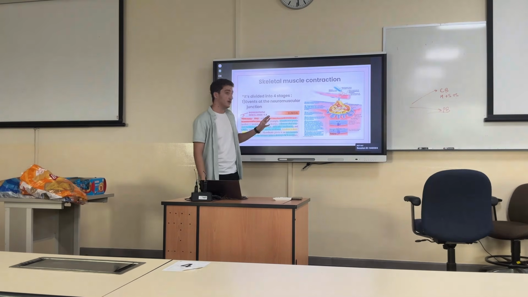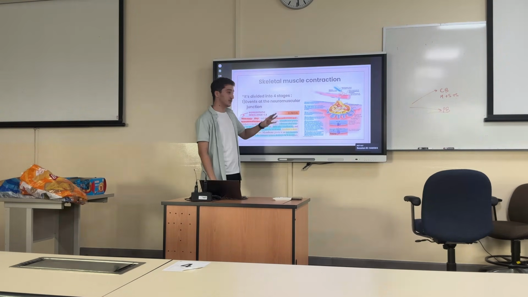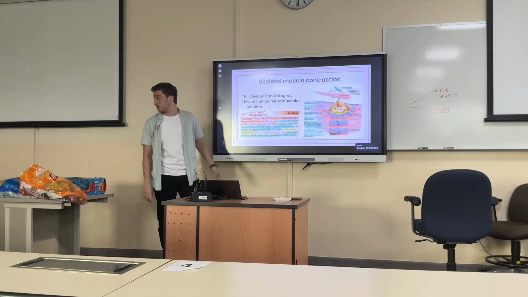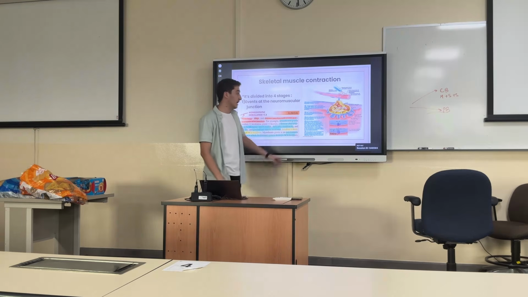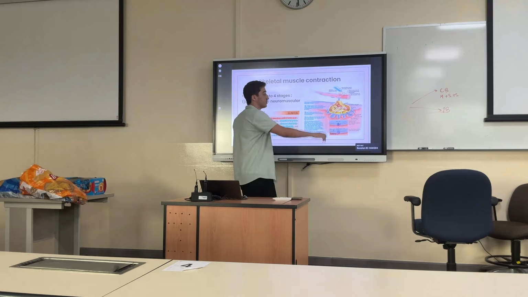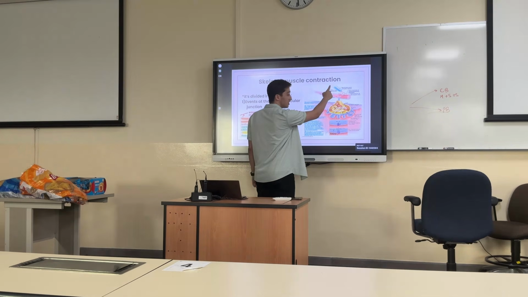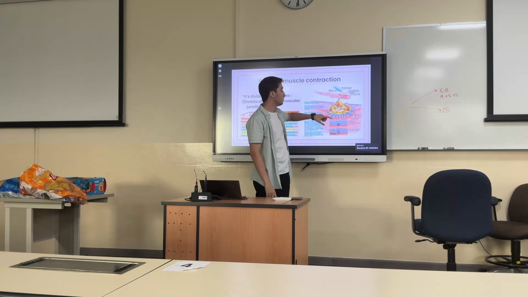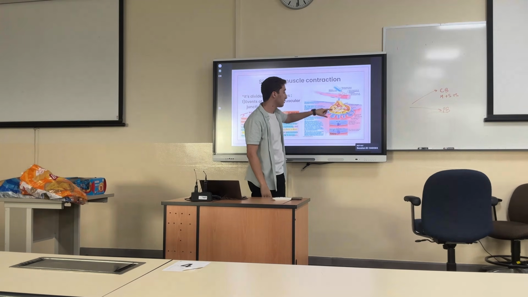So I will start now with the real physiology and the real contraction of the muscle. It's divided into 4 stages. The first stage is the events at the neuromuscular junction. As I just explained the neuromuscular junction anatomy, I will explain the physiology and what's really happening here. The action potential will be transported from the cell body through the axon, and it will arrive here in the axon terminal.